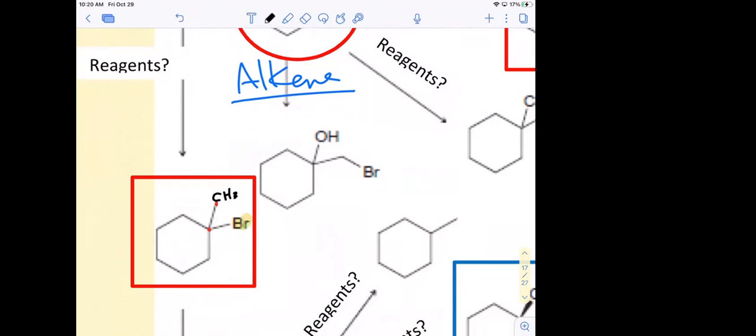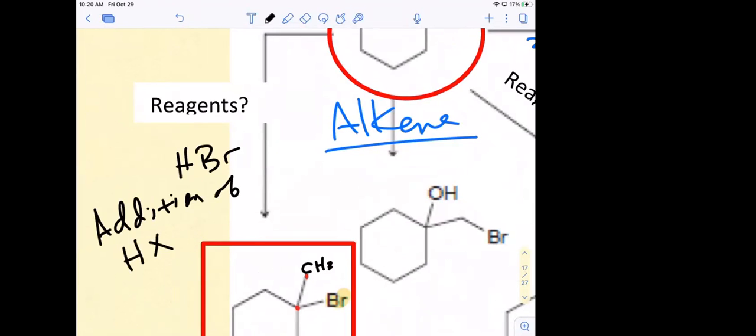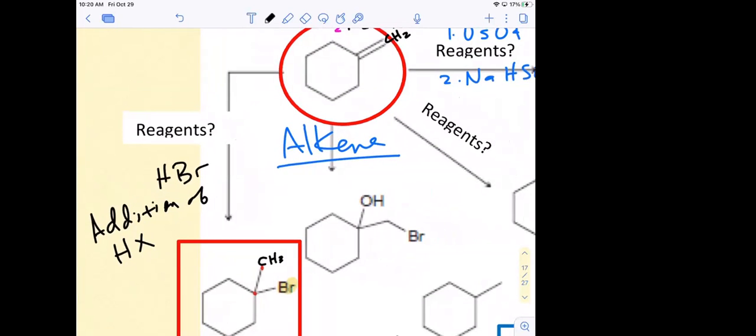Y'all should be tripping over each other to answer this question. Is it HBr? HBr. Right? And that's addition of HX. That's the reaction. That's on the top of the flashcard. And the reagents for that are any halogenated acid: HBr, HCl, HI. Remember, HF won't work for that. It's not a good reagent for that, but chlorine, bromine, and iodine will all add across that double bond.